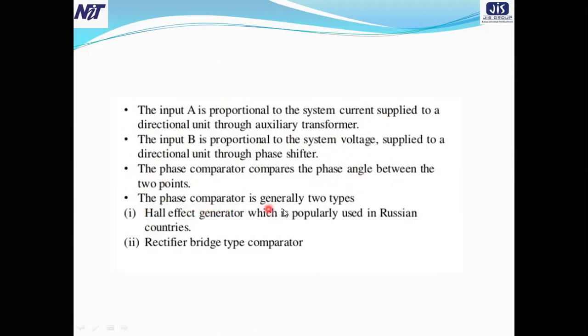The phase comparator is generally of two types. One is the Hall effect generator, which is popularly used in Russian countries, and the second is the rectifier bridge type comparator. These are the two types of phase comparator generally used.